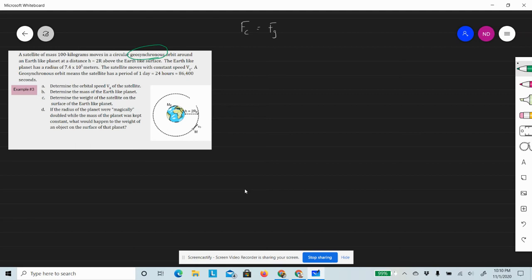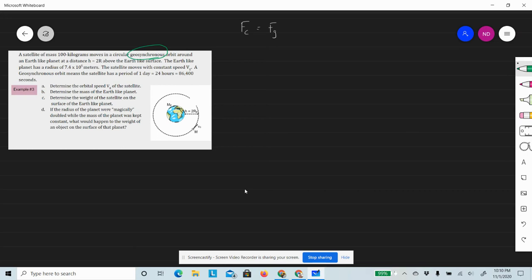Earth-like planet, distance h of 2r from the surface. The planet has a radius of 7.4 times 10 to the 5th meters, and the satellite moves at a constant speed of v naught. A geosynchronous orbit means that... okay, there we go. All right, determine the speed.